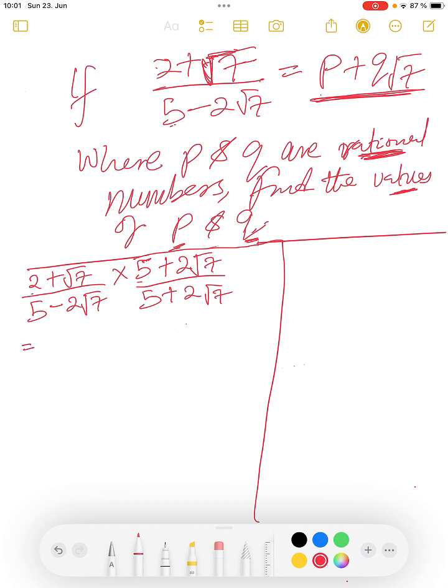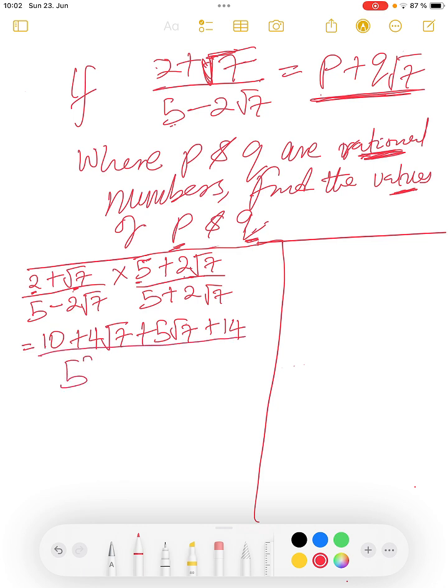So when we carry out this multiplication, 2 times 5 is 10. 2 times 2 root 7 is 4 root 7. Root 7 times 5 is 5 root 7. Root 7 times 2 root 7 is 14, because root 7 times root 7 is 7, and 7 times 2 is 14. So root 7 times 2 root 7 is 14.